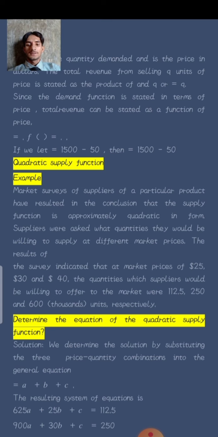Quadratic supply function. Example is here. Determine the equation of the quadratic supply function. Solution. We determine the solution by substituting the three price-quantity combinations into the general form Q equals aP squared plus bP plus c. The resulting system of equations is 625a plus 25b plus c is equal to 112.5.